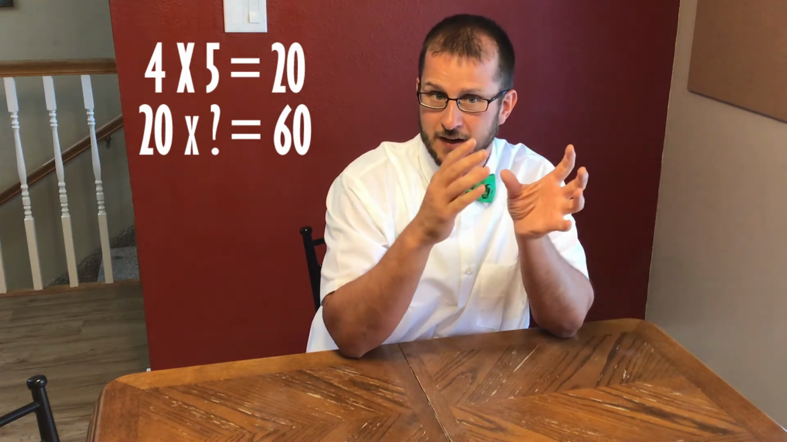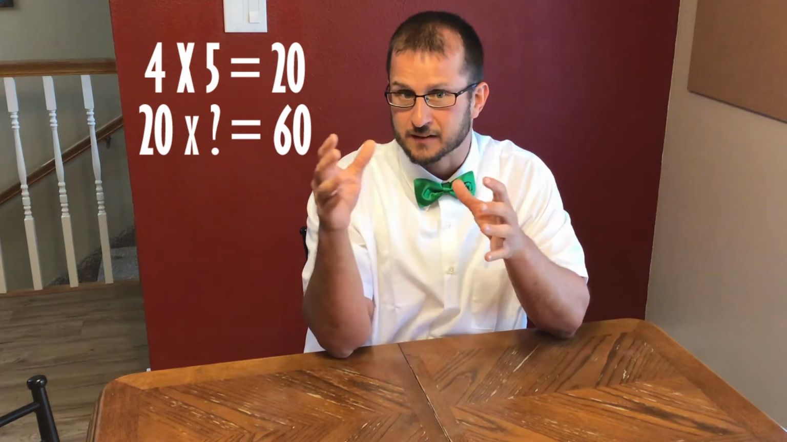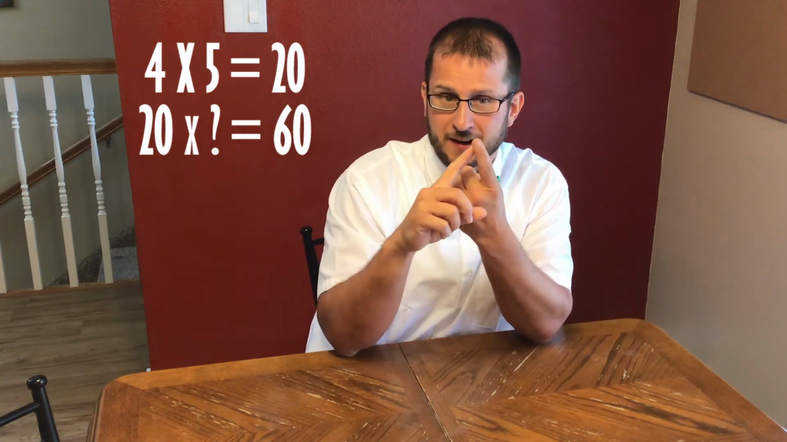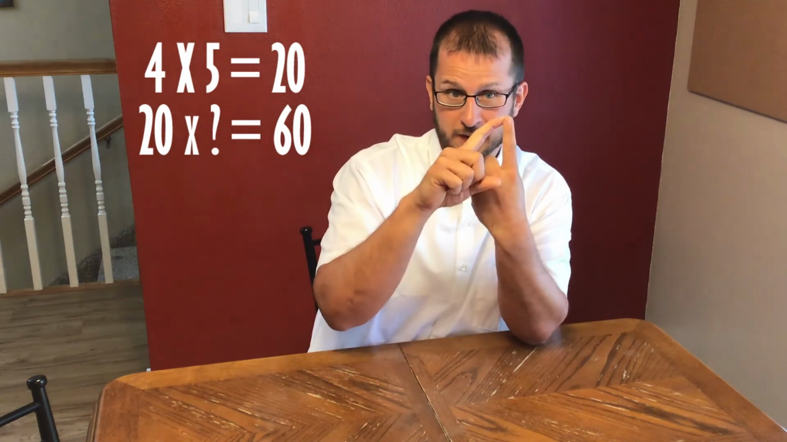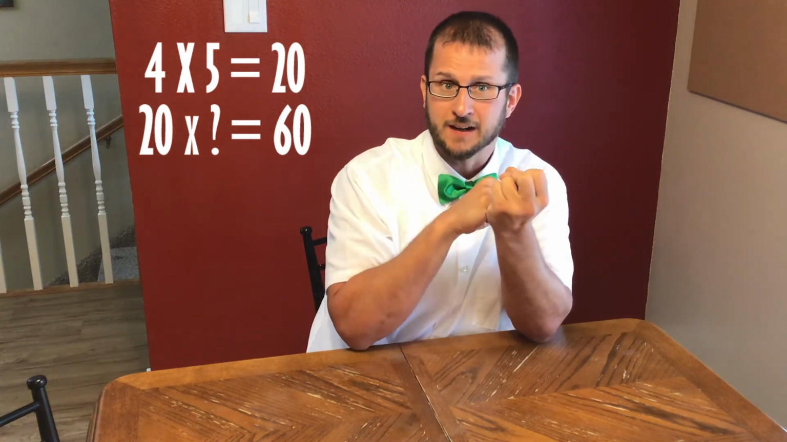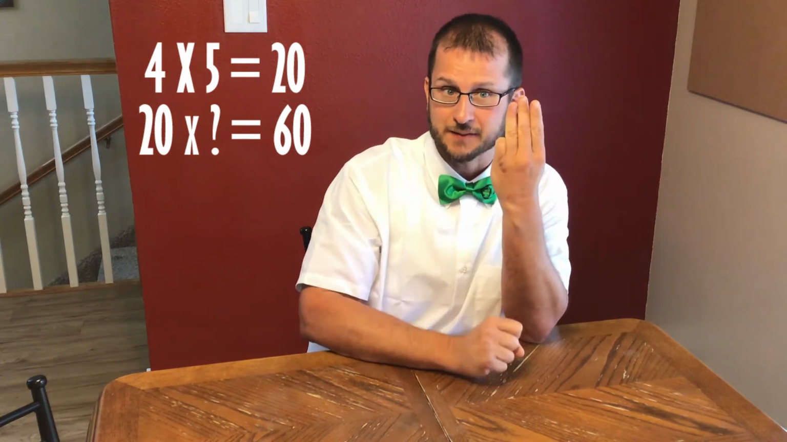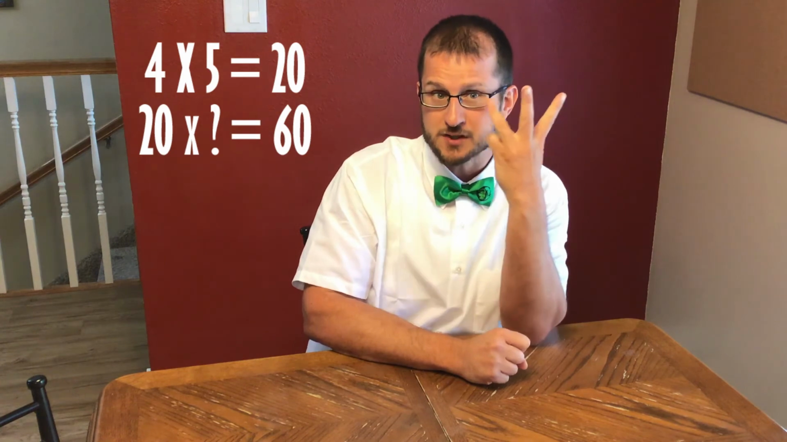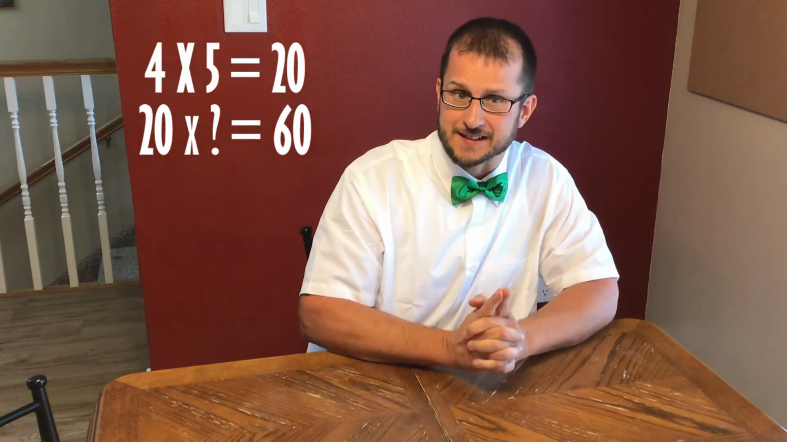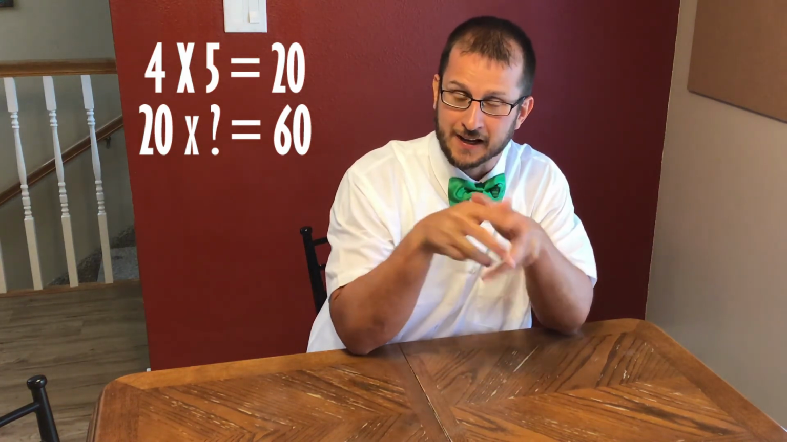60 divided by 20 is what? But if you think about it, let's just count by 20s. 20, 40, 60. 20 times 3 is 60, so it's going to take you, Danny, 3 weeks to earn your video game.